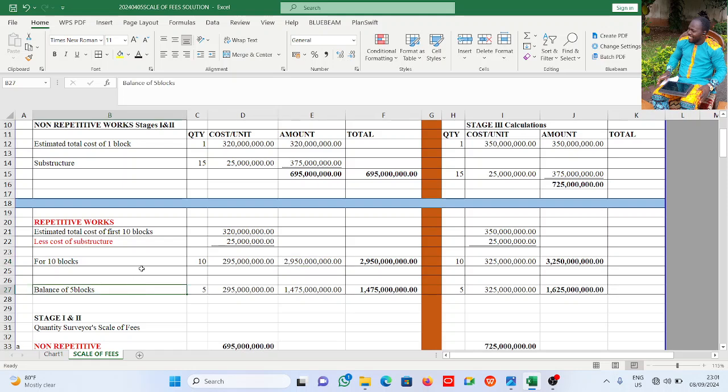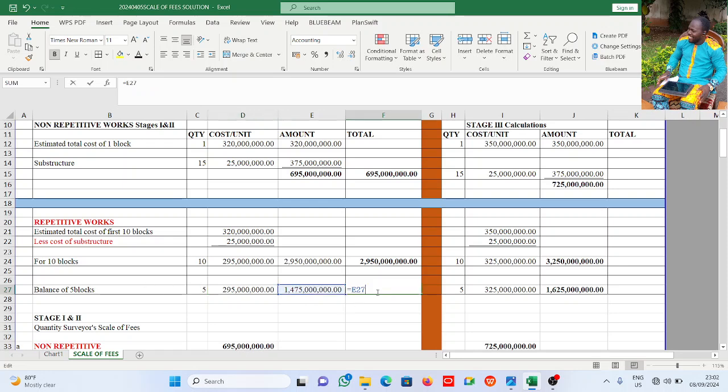Now, the same thing for the next 5 blocks, because we have 15 blocks. We have dealt with 1 to 10 repetitive, then the next is 1 to 5, the balance of 5 blocks. That makes it 15 numbers. The same thing: 320 million minus the same 25 million. I have this, then I multiply by 5.